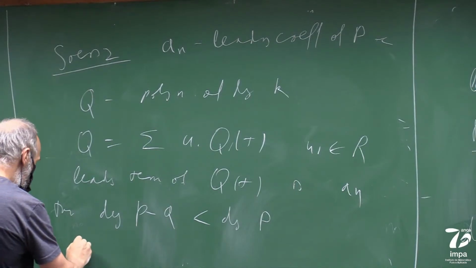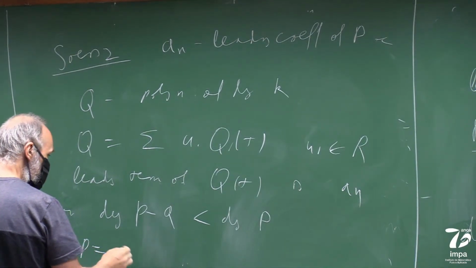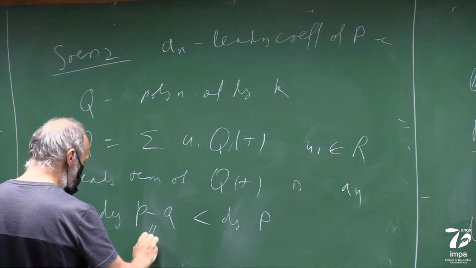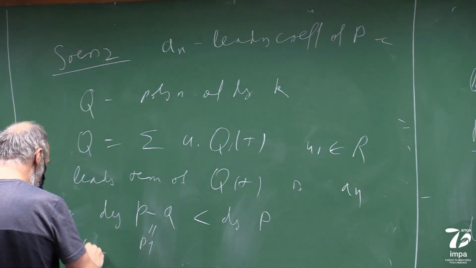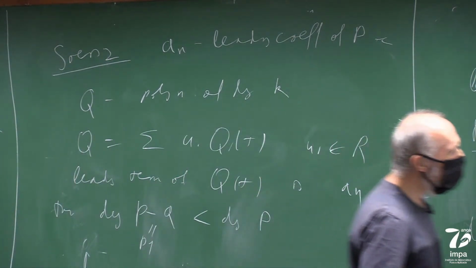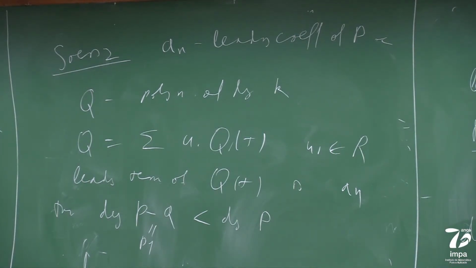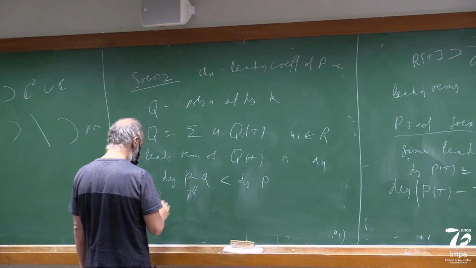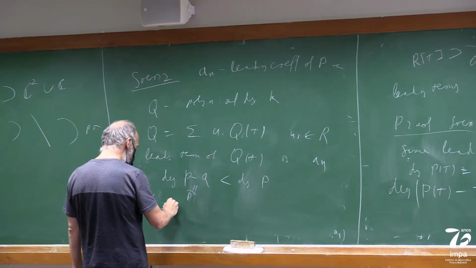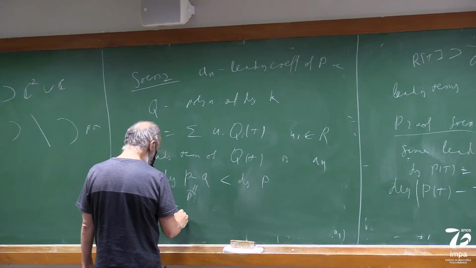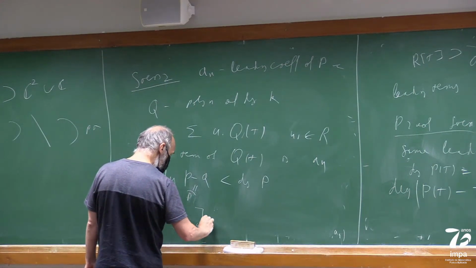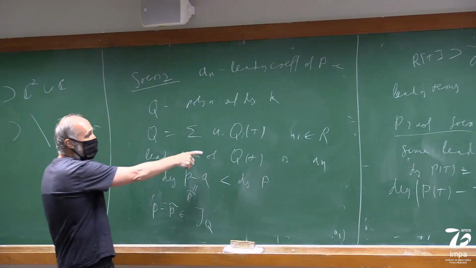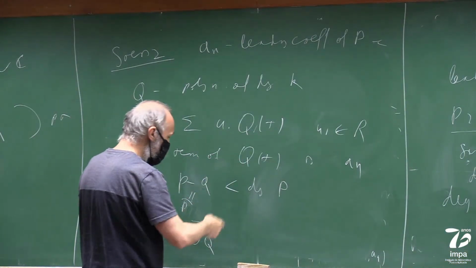And also, let's call this polynomial P_1. Do we already have P_1 here? No, we already have P_1. Let's call it P prime, or P tilde. P minus P tilde belongs to J_Q, because this is Q, and Q is a linear combination of Q_i which belong to Q.